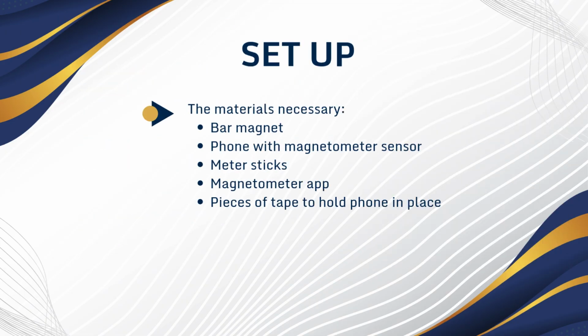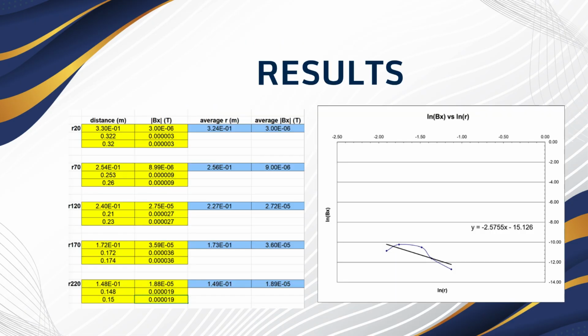The setup process included these materials. We needed a bar magnet, a phone with a magnetometer sensor, meter sticks to measure the distance, the magnetometer app, and pieces of tape to hold the phone in place. And as you can see, this is our group's data table.